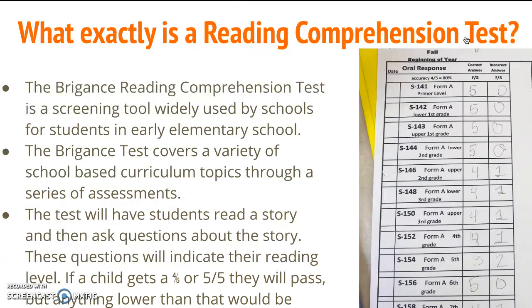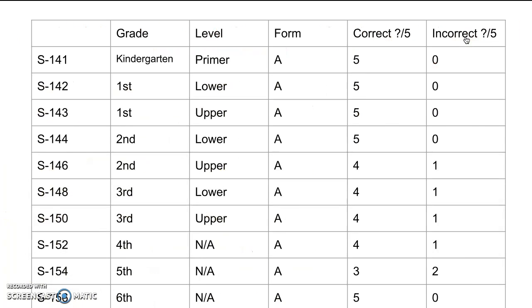If a child gets a 4 out of 5 or 5 out of 5, they will pass, but anything lower than that will be their reading level. To the right, you can see my Brigance Reading Comprehension Test evaluation of the student I used and the different numbers they got and the different forms. This is a clear graph of what I got.